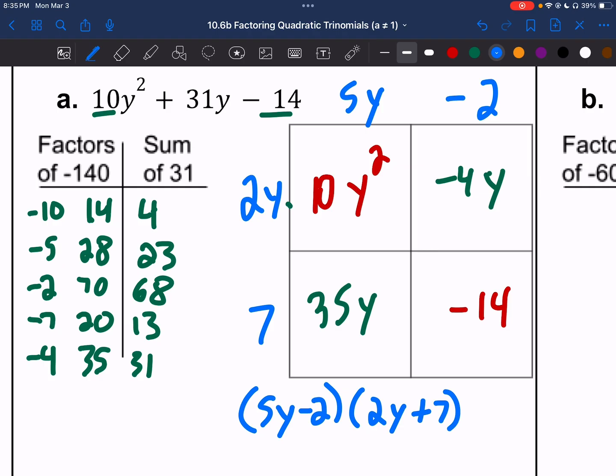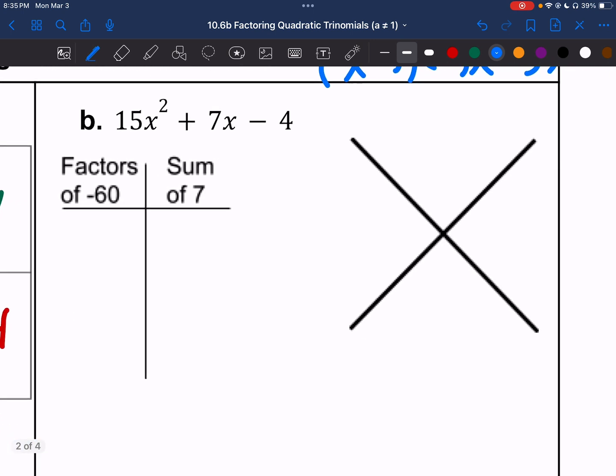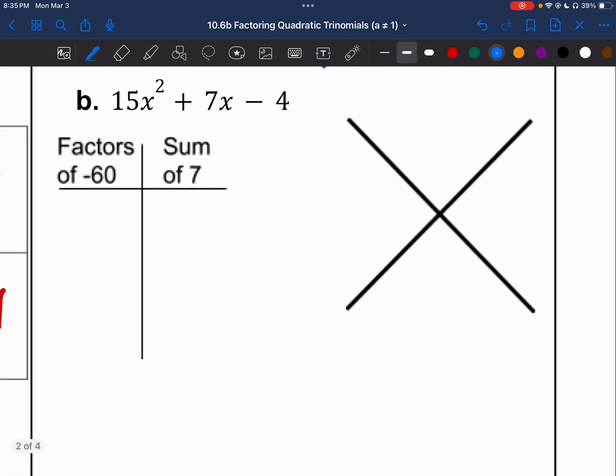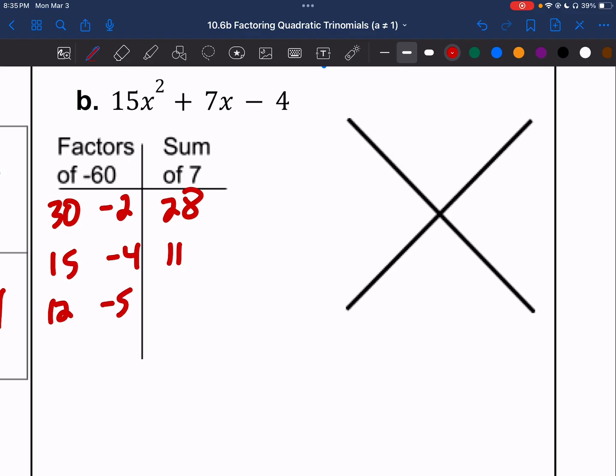Okay, 5y minus 2, 2y plus 7. All right, let's look at letter B. We're going to use the grouping method on this, and we're looking for factors of negative 60 that add up to 7. Well, I could go with 30 and negative 2, that's 28. I can go with 15 and negative 4, that's 11. I could go with 12 and negative 5, that's what gets me to 7, right?